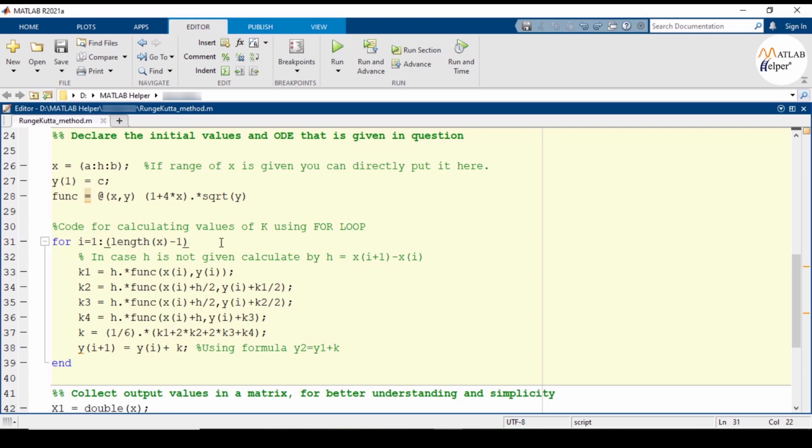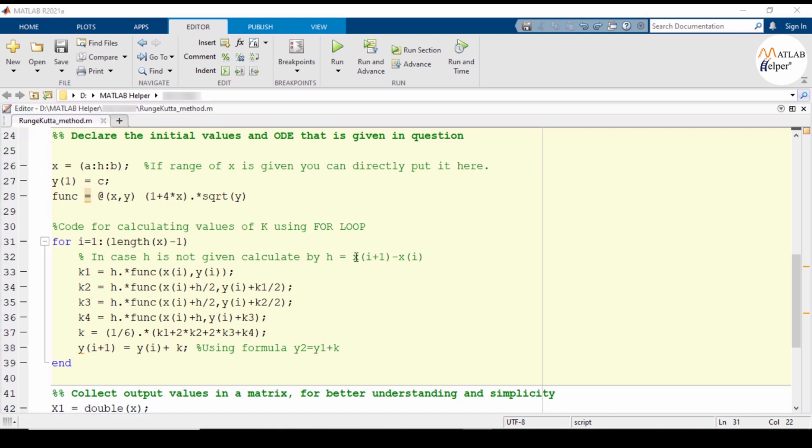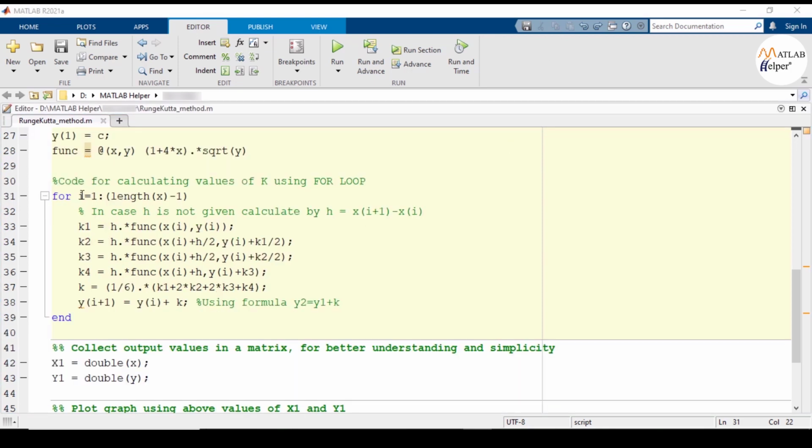So this for loop is executed 3 times. Starting from I equal to 1, it calculates the values of k1, k2, k3, k4 up to k, and calculates y2. Again for the second iteration, I is equal to 2, and it calculates the value of y3. For the third iteration, I is equal to 3, and it calculates the value of y4. All these values of the 3 iterations are stored in the variables x1 and y1.